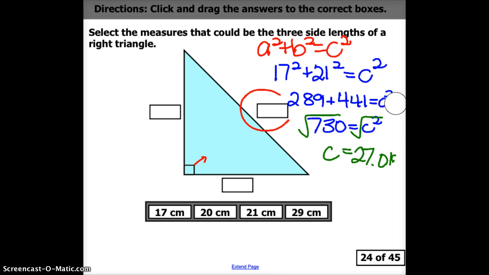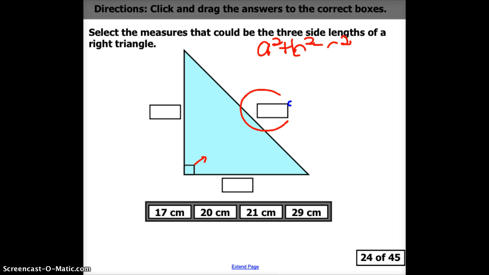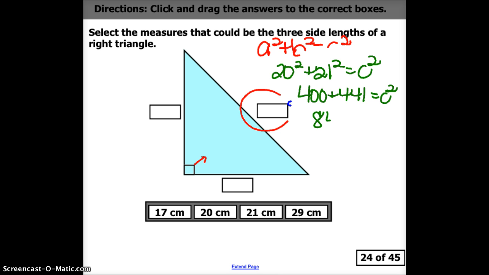So let's try 20 and 21 because it looks like that's where this problem's leading us. So I'm going to do 20 squared plus 21 squared equals c squared. 20 squared again is 400 and 21 squared is 441. If I add those together, I get 841 equals c squared. And now I'm going to take the square root of both sides. And I will get that c is equal to 29.